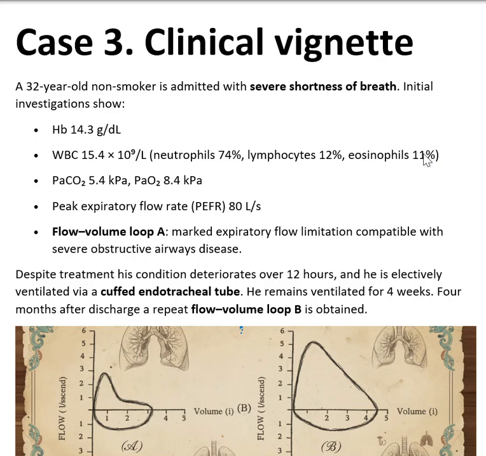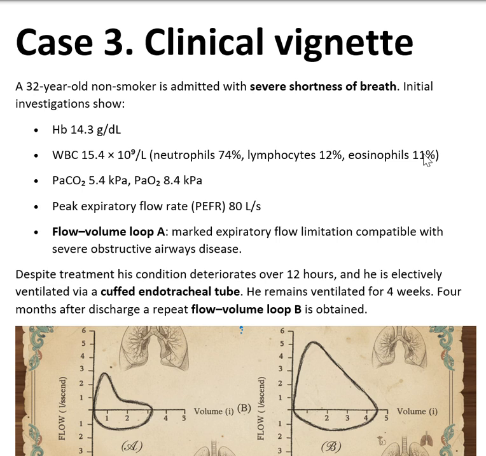Case 3. A 32-year-old non-smoker is admitted with severe shortness of breath. Initial investigation: hemoglobin 14, WBC 15.4, predominant neutrophils, partial pressure of CO2 5.4, oxygen 8.4, peak expiratory flow rate 80 liters per second. Flow volume loop A marks expiratory flow limitation compatible with severe obstructive airway disease.